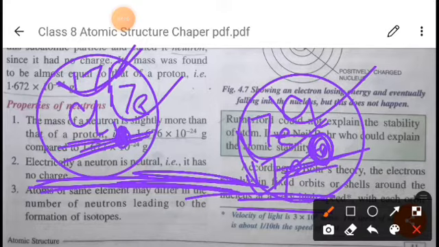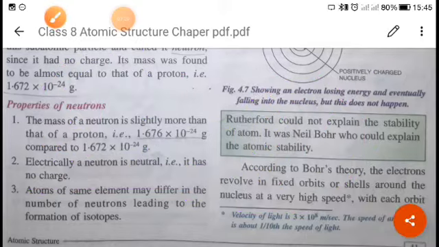So elements that differ in the number of neutrons lead to the formation of isotopes. If there is a difference in the number of neutrons of the same element, then there will be a formation of isotopes. I hope you have understood, or we have got some idea about isotopes.